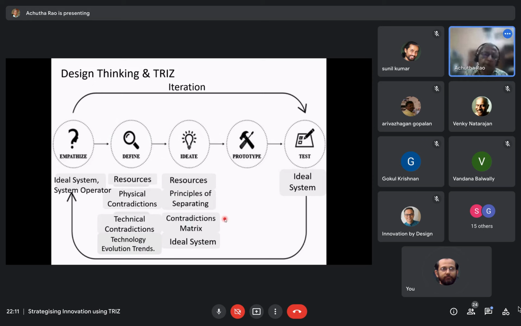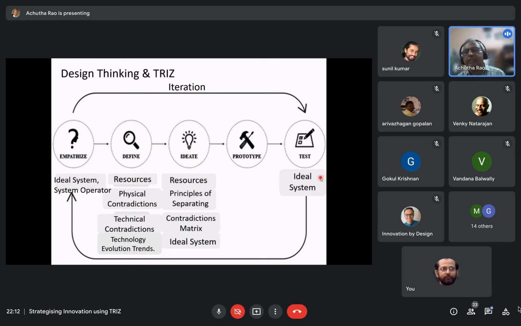Now let me come back to how TRIZ will help us as a design thinking process. We have an empathize process and a define phase, which I hope most of you are familiar with. This is a research paper which I have taken. If I can visualize an ideal system using the system operator and other tools that we have, it will help us to redefine the problem in a much different way. And I have very different tools like resources, physical contradictions, technical contradictions, evolution trends, all of them become a part of my definition of the new problem that I want to solve. And I have many resources available to ideate much better than the conventional approach that we do in design thinking.